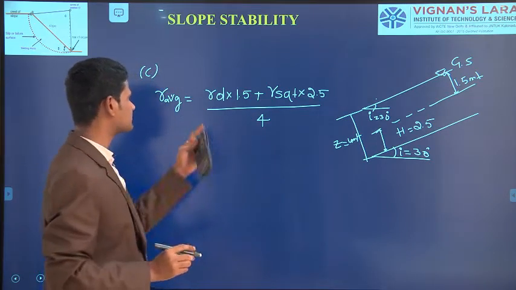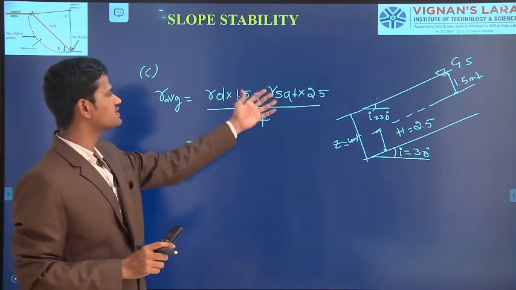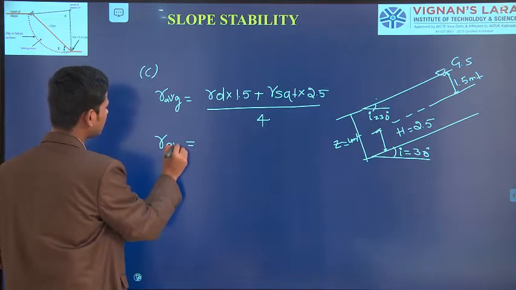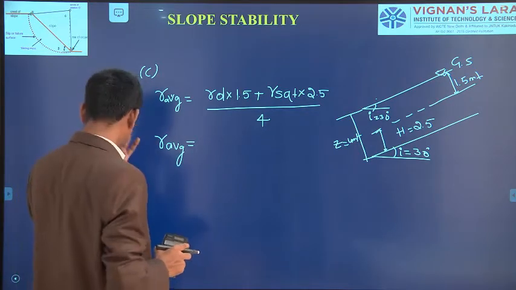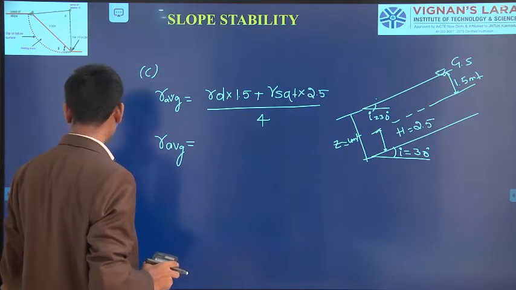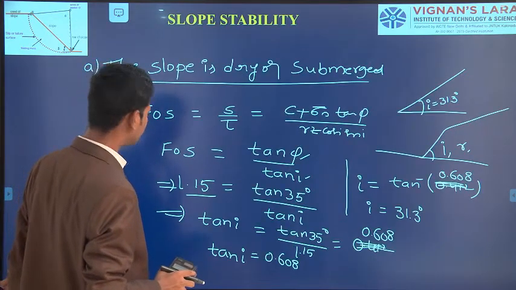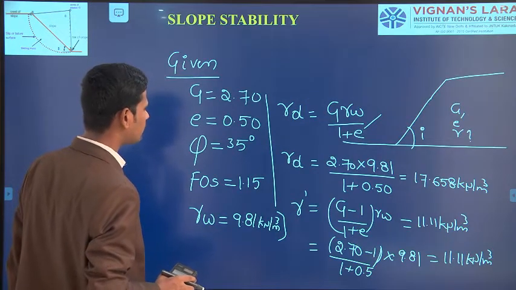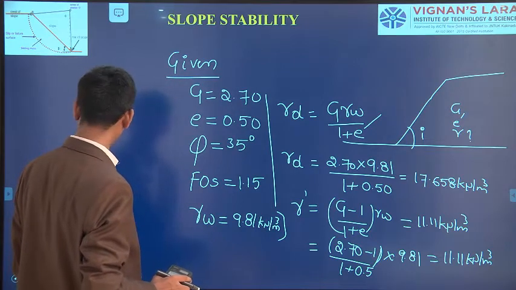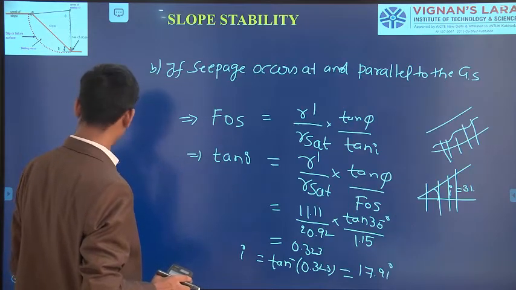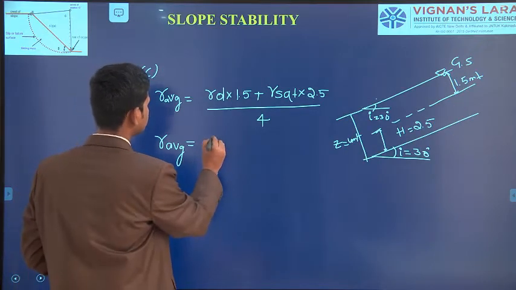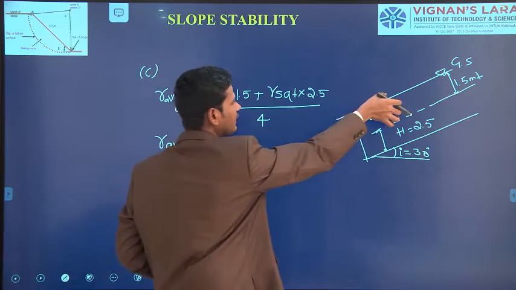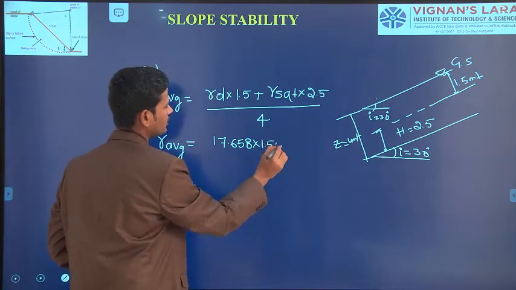And what I am doing is substituting the dry unit weight of the soil mass and the saturated unit weight of the soil mass. By calculating all these parameters, I will get the average unit weight of the soil mass. For the average unit weight of the soil mass, first we will write the dry unit weight of the soil. That dry unit weight of the soil we calculated as 17.658, and the dry unit weight applies at a depth of 1.50 meters.